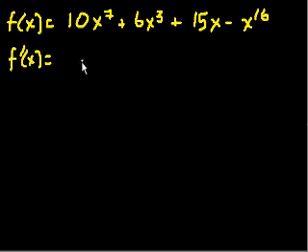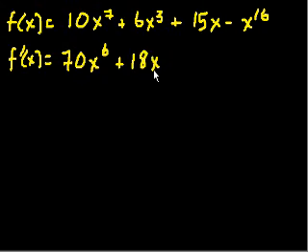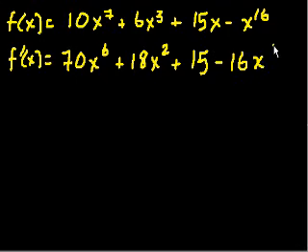It's actually fairly straightforward. We take the 7, multiply it by the 10, so we get 70x, and then 1 degree less, so 70x to the 6th, plus 18x squared, plus 15. We can view this as x to the 1, so it's 1 times 15 times x to the 0, which is 1, so that's just 15, minus 16x to the 15th. And I don't want you to lose sight of what we're actually doing here.